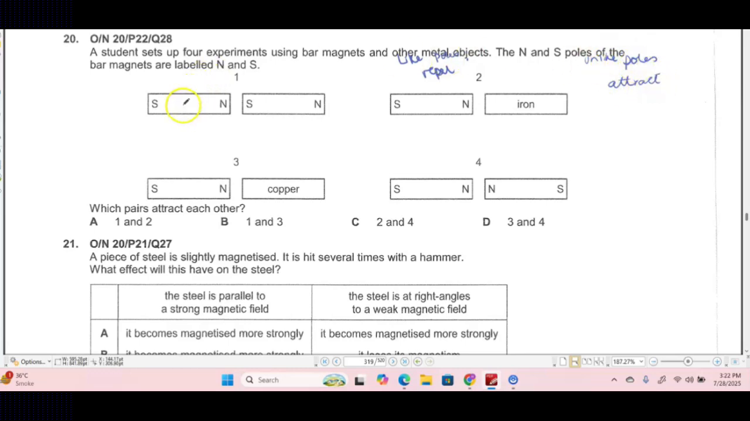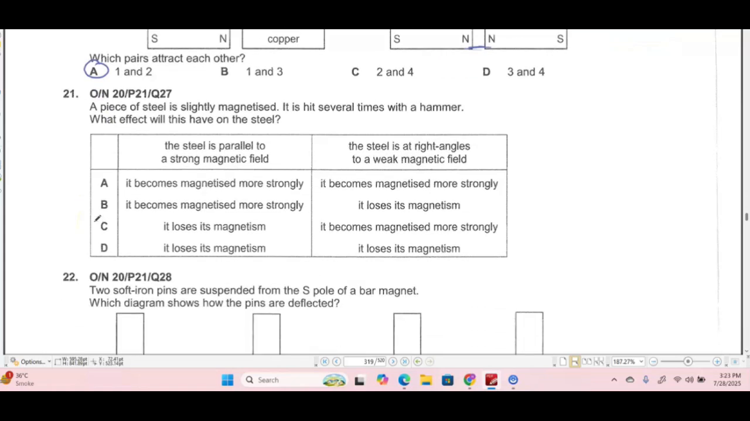So let's look at the options. This is going to show attraction. Copper is not a magnetic material, so there isn't going to be any attraction. Yes, over here it's going to be attraction as well, and these are two like poles, so they will repel each other. So 1 and 2. A is going to be our correct option.